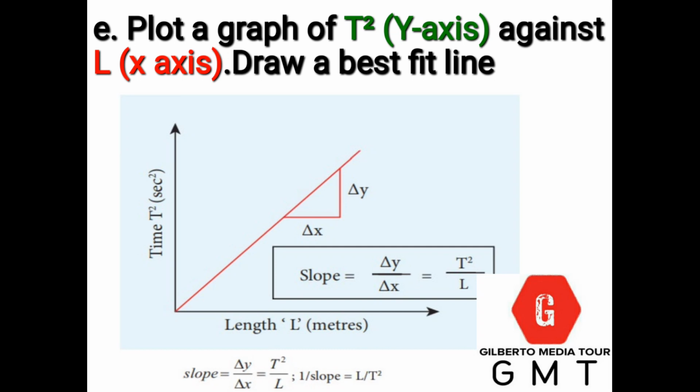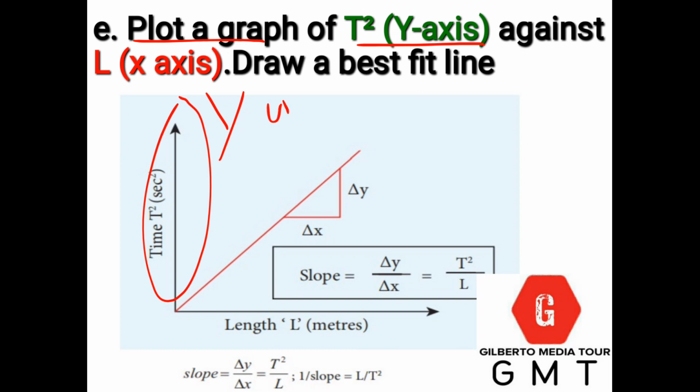After completing the table, the next step is to plot the graph of T square along the y-axis. In the y-axis we put T square, whereas in the x-axis we put the length L. Make sure to find the slope.